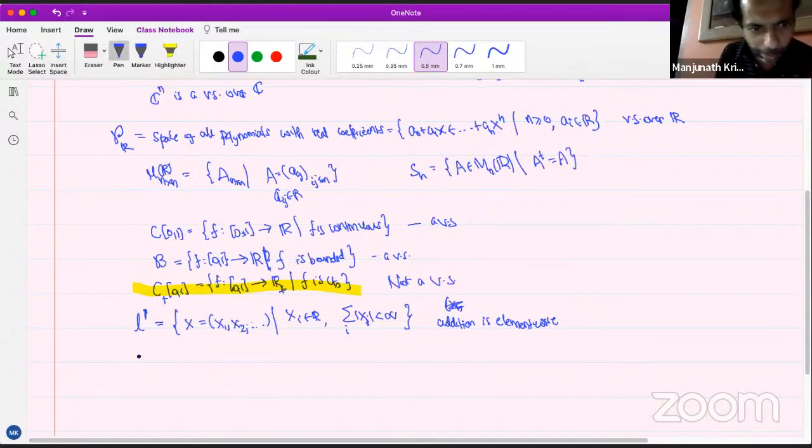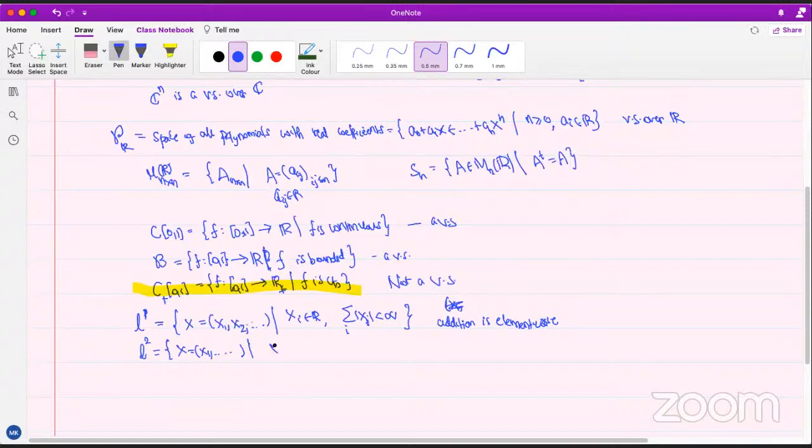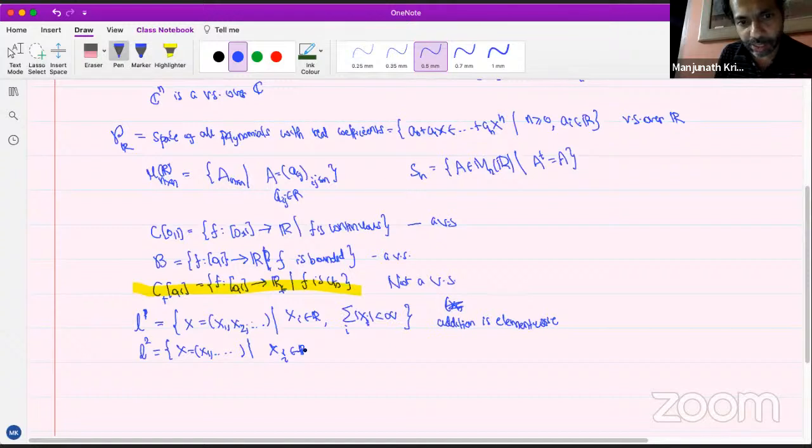So another example, L2, is the set of all sequences such that xi is in R and the summation of xi square is finite.